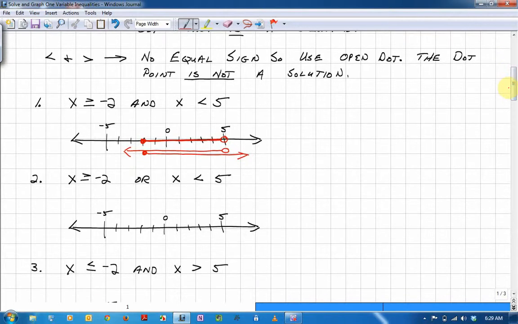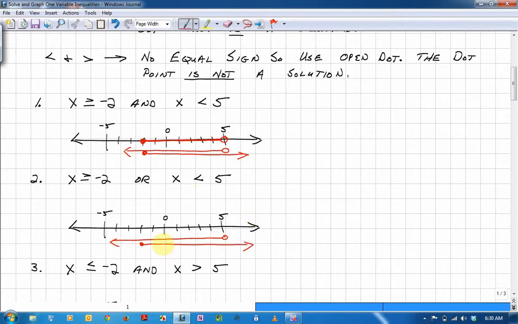Okay, let's take a look at an "or". I use the same numbers so you can see the differences in how these graphs will look. So x is greater than a negative 2. Well, we know what that is. It's going to have a solid dot here at a negative 2, and it's going to be all the values that are greater. And on the other one, of course, we have an open dot at 5 and all the values that are less than. That's for x is less than 5.